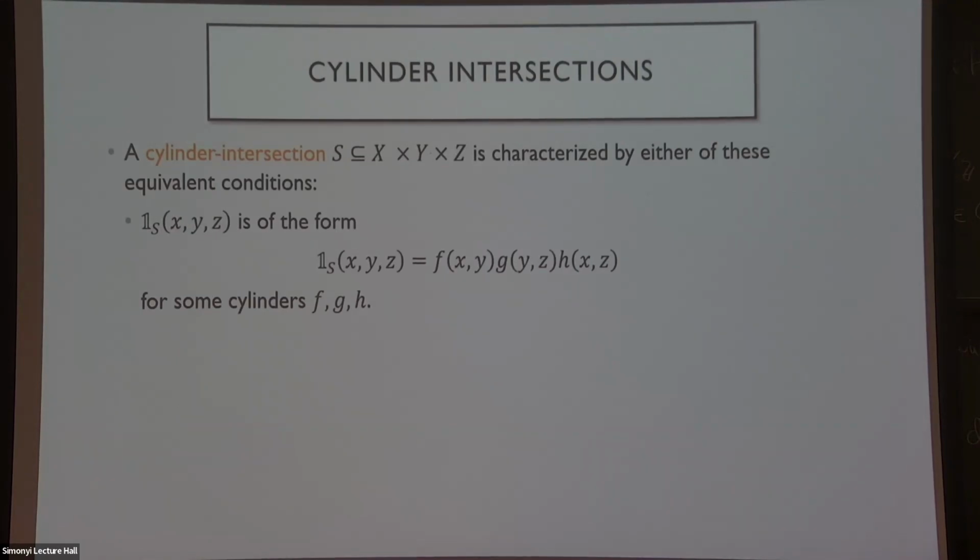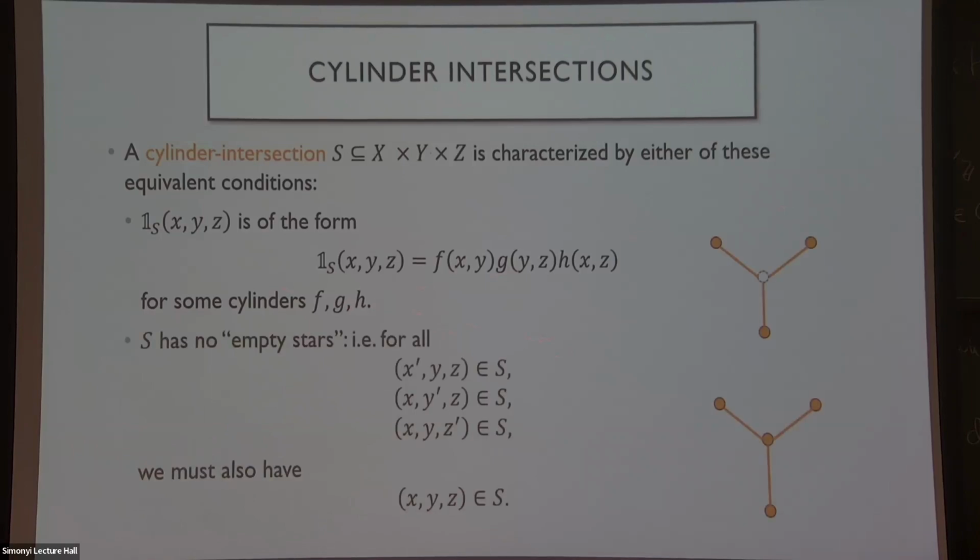So we have 2 characterizations. One is the representational characterization: it's just a product of some cylinders. And then, interestingly, it also has an equivalent local characterization. These sets S are exactly those sets such that they don't have any empty stars. So if you ever find some point which is adjacent to 3 points which are in S, then that point must also be in S.